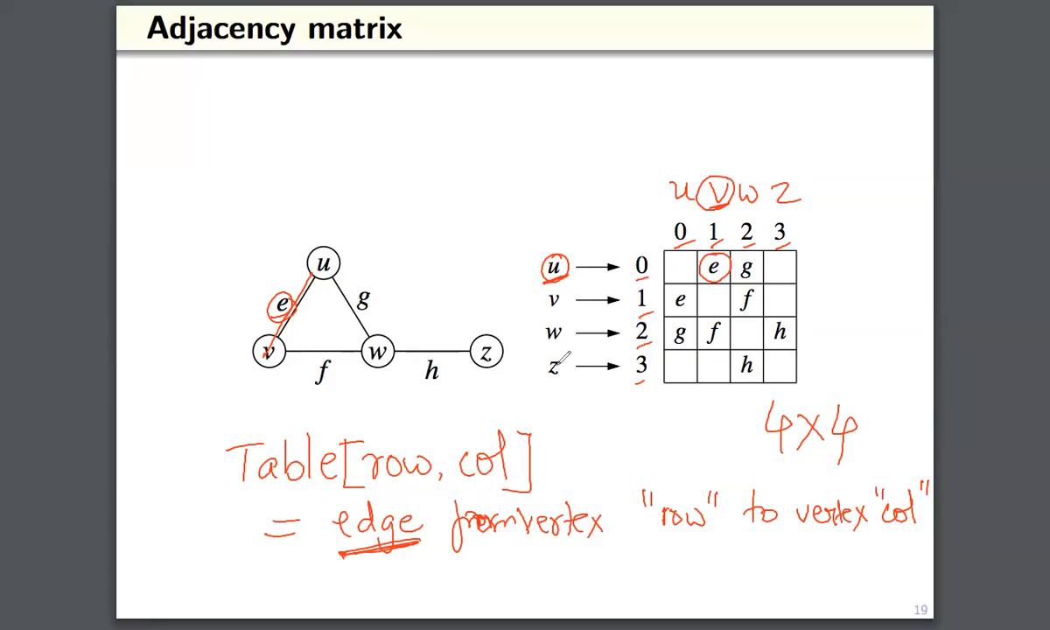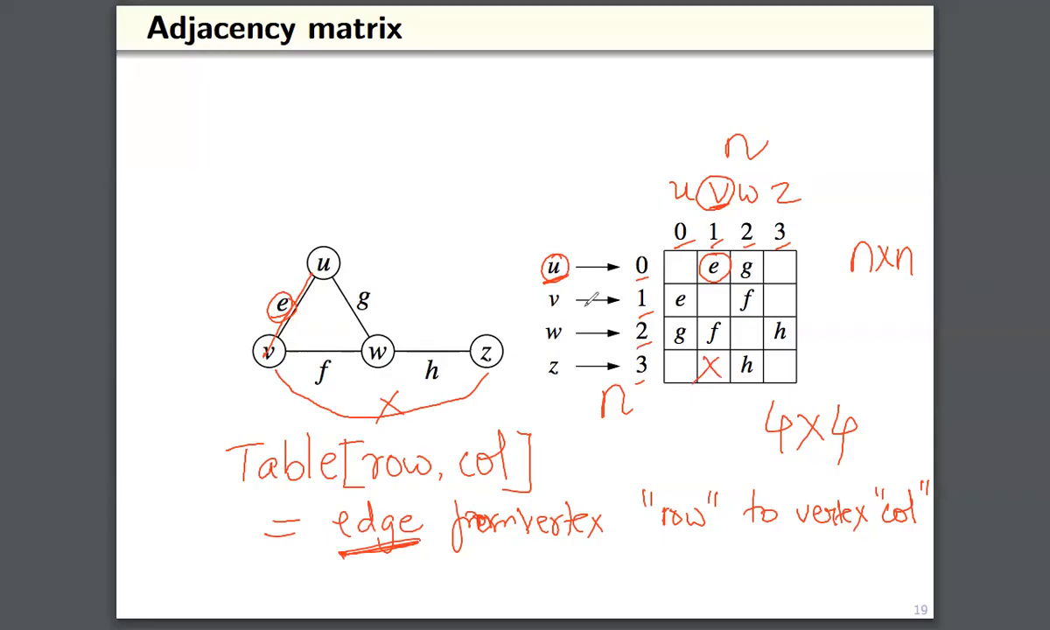So how many i's are there here? All possible rows. There are n number of rows. There are n number of columns. So it is an n cross n matrix. Right? And some of these are blanks here. Some of the cells are not filled. What does that mean? There is no edge between such vertices. For example, Z to V. There is no edge from Z to V. Hence, Z to V is empty.